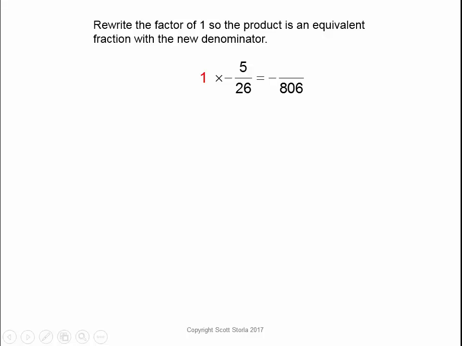And here's the last one. This is for those of you that may have not been using a calculator to figure out what you needed. I think everybody's going to need to use a calculator here. 806 divided by 26 gives me a factor of 31. Multiplying the original numerator by 31 gives me 155. And since my original fraction was negative, my equivalent fraction must also be negative.